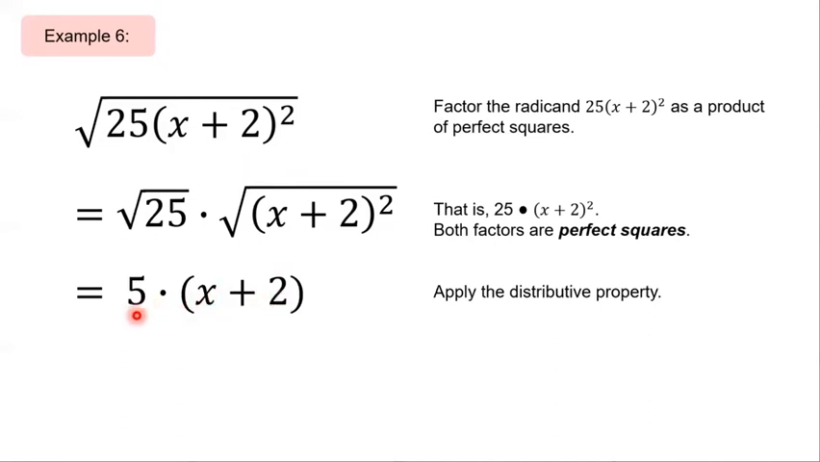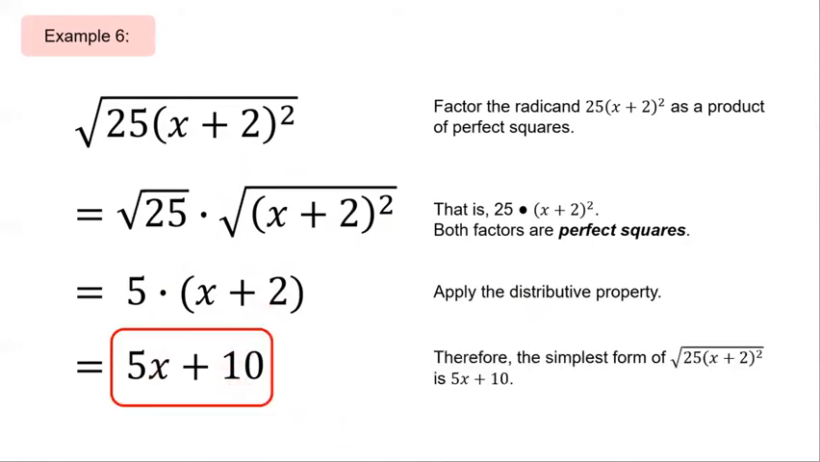And then afterwards, dito sa next line natin, we need to apply the distributive property. That is, 5 times x is 5x, 5 times positive 2 is positive 10. Therefore, the simplest form is 5x plus 10. And that is how we simplify radicals by reducing the radicand.